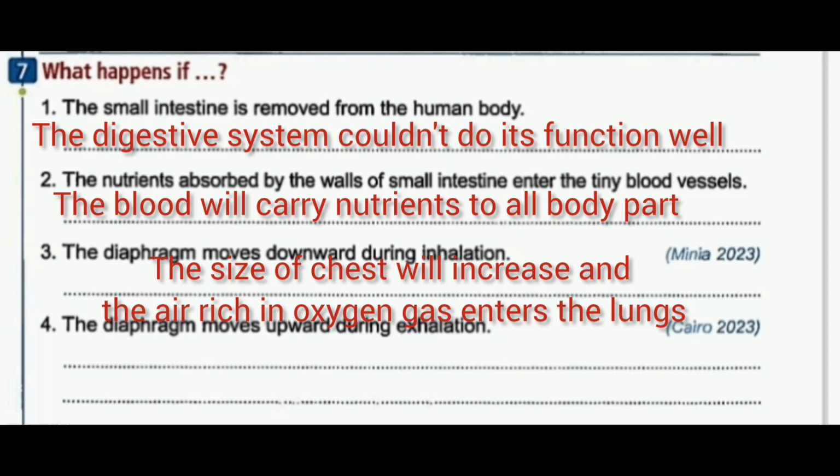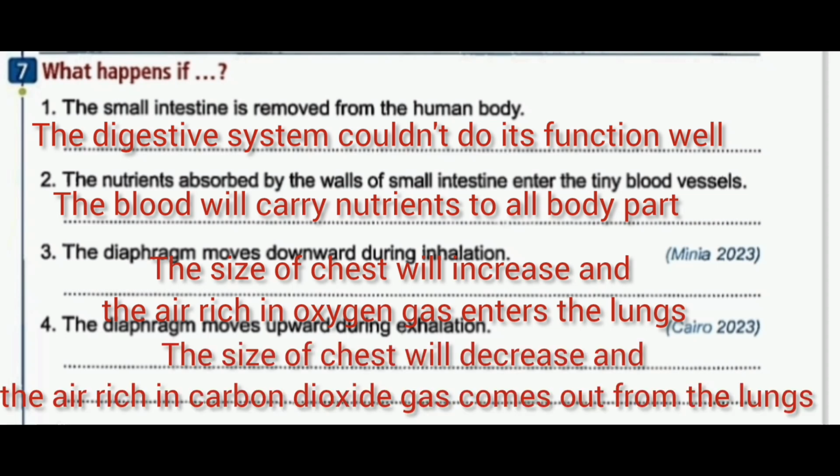Number 4. The diaphragm moves upward during exhalation. The size of the chest decreases, and the air, which is rich in carbon dioxide gas, comes out from the lungs. So the size of the chest decreases, and the air rich in carbon dioxide gas comes out of the lungs.